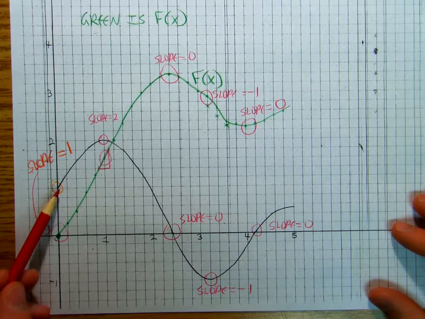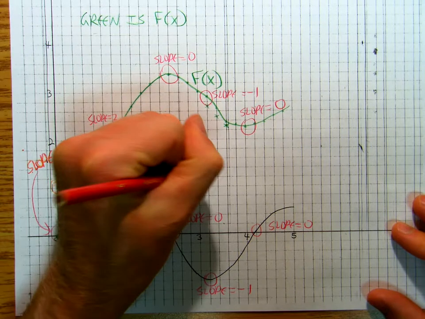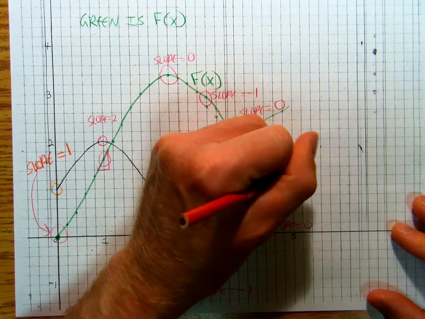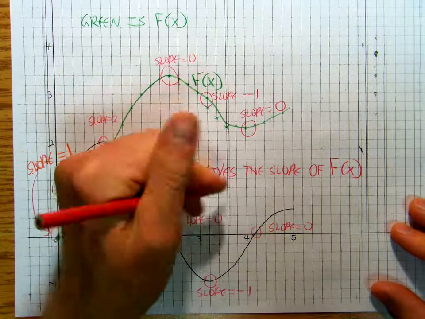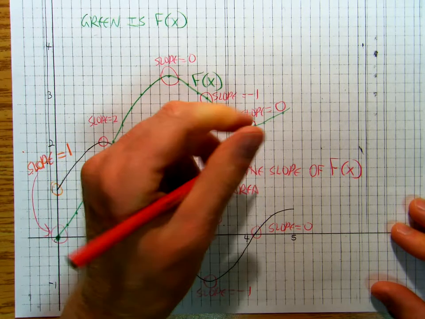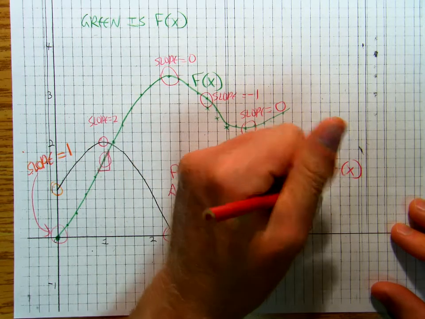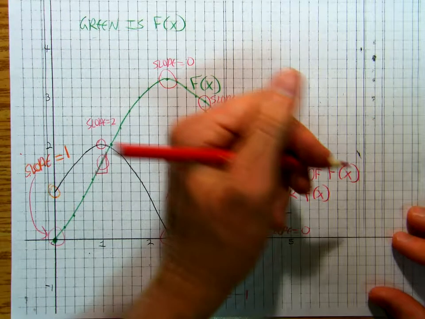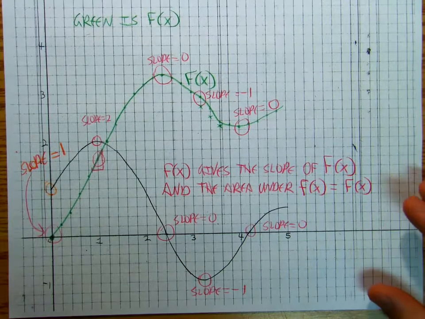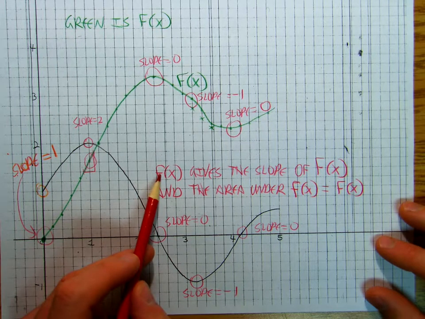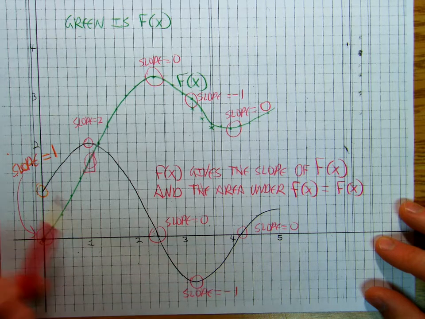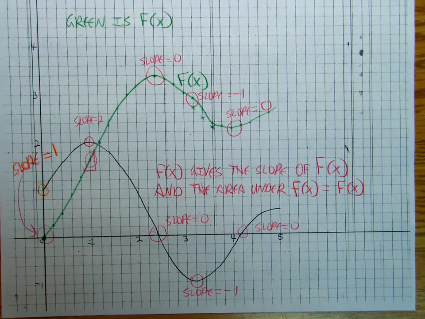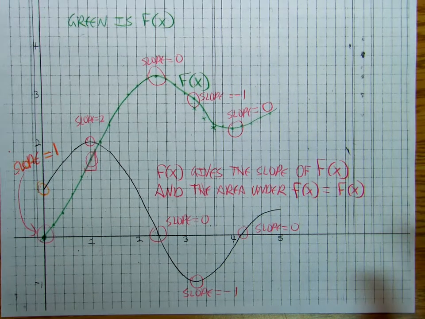What I'm showing is that the two things are equivalent: little f gives the slope of capital F, and the area under little f of x gives the value of the big function capital F. Okay, that's what I wanted to say in that video, and I'll let you think about that.